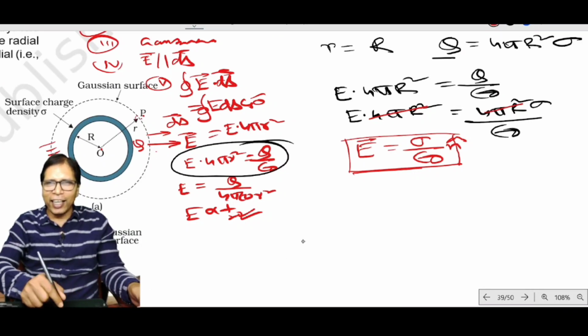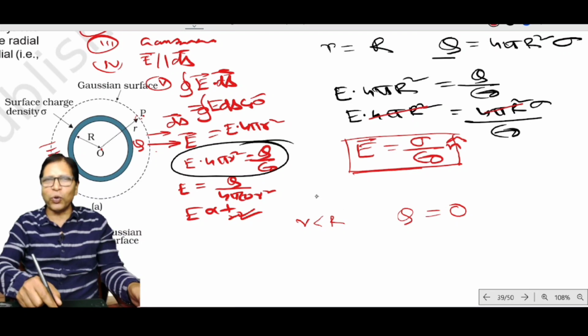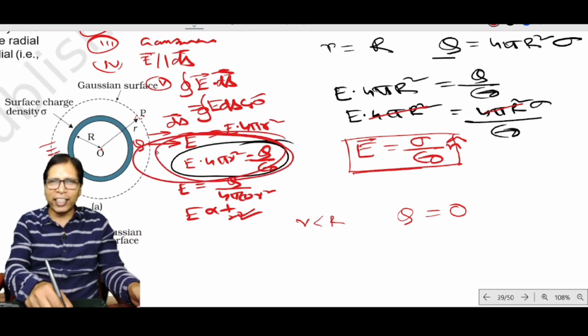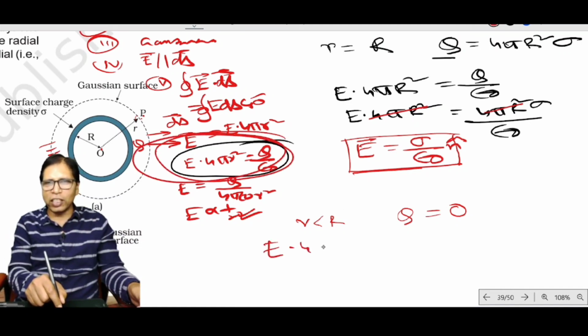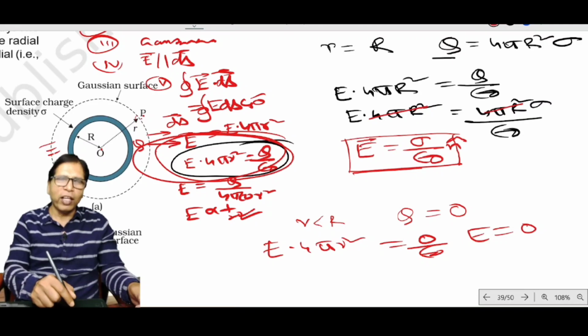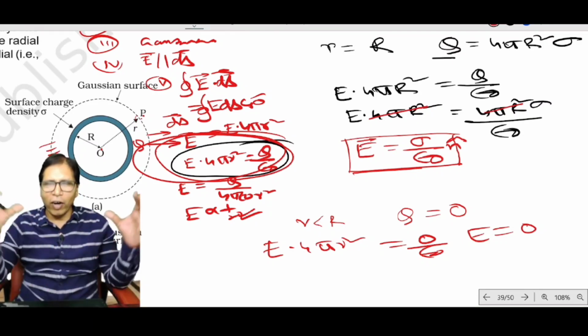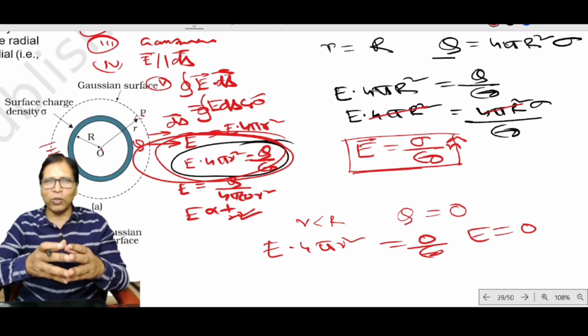Now, intensity within the spherical shell. Here r is less than capital R, so the charge enclosed equals 0. Using this relation, E into 4 pi r square equals 0 by epsilon naught, so E equals 0. Therefore, the electric field within the conducting sphere or spherical shell is 0.